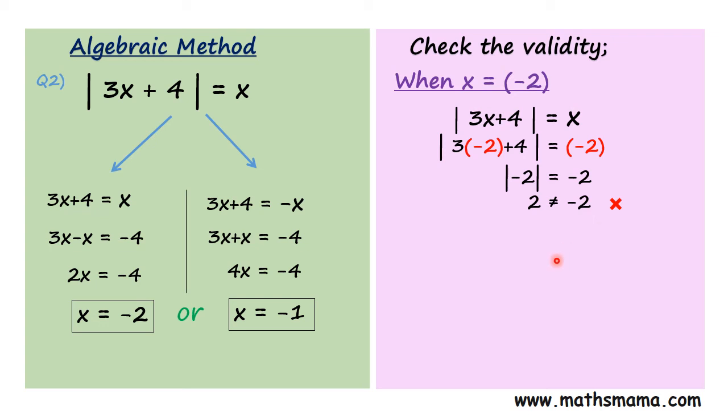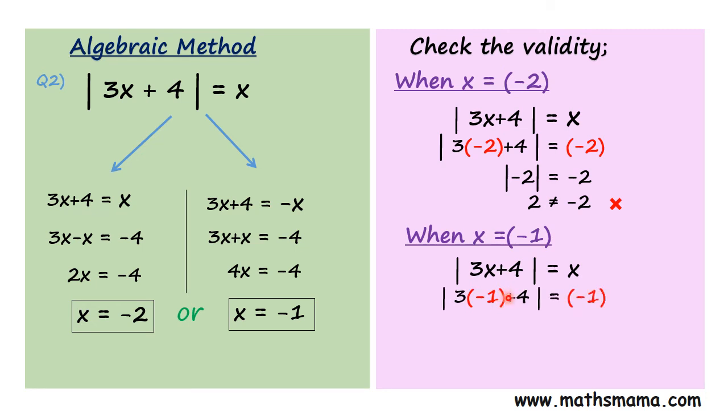Moving on to the second equation. When you substitute x equal to negative 1, you get the modulus of 3 times negative 1 plus 4 is equal to negative 1. Again, the modulus does not return a negative answer, or you can simplify until the last line and show that it does not satisfy. So in this case, both the answers are not valid. There is no solution for our original modulus equation.